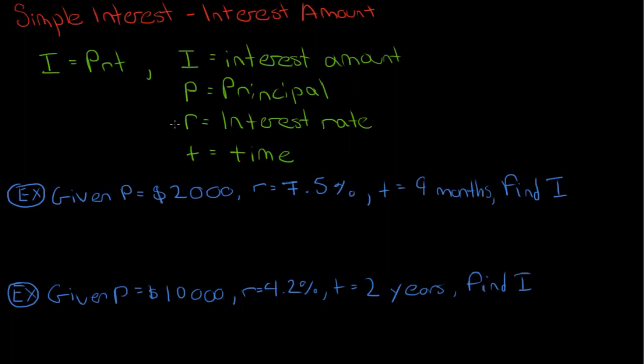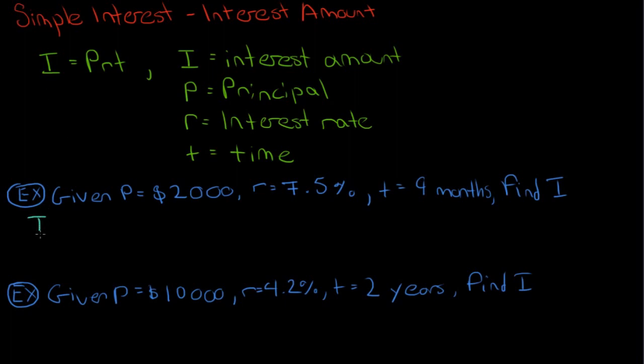Note that your interest rate is typically given in annual terms. That means yearly terms. That means that your time also has to be in yearly terms, unless the question states otherwise. Let's try an example. Given P equals 2000, R equals 7.5%, and T equals 9 months, find I. Well, we know how to do that. Just plug in this equation.